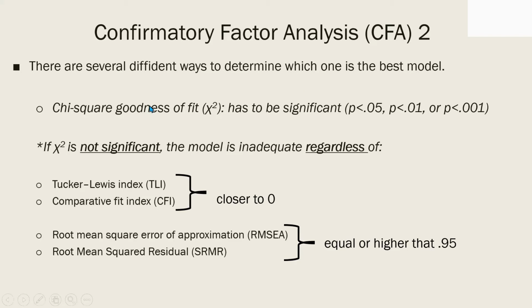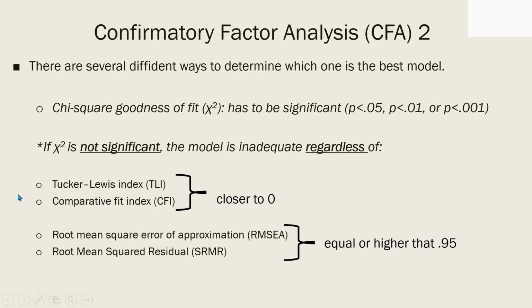Okay, so when we're interpreting a CFA model, there's a few criteria that we need to meet. The first thing is our chi-square goodness of fit. This is a type of statistical model often used in qualitative research, and I would say you'll always see this with the CFA table, but the important part about the chi-square is that it has to be significant. So it has to have a p-value of at least 0.05 or less. It just has to be statistically significant, or else the model is considered inadequate regardless of any other features. So chi-square has to be significant.